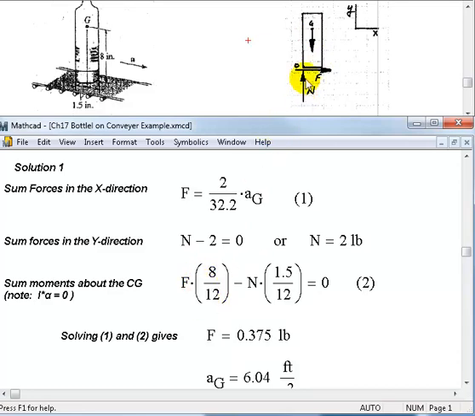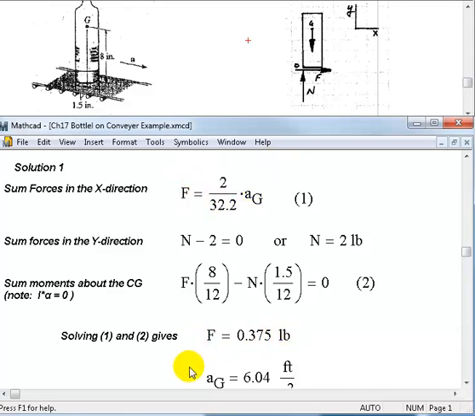Then the normal will produce a moment in the opposite direction, a negative direction. It's the normal force times that distance of 1.5 inch radius, again divided by 12 to convert to feet. So the two moment terms equal 0 because the bottle doesn't rotate. And this is one equation, one unknown, and we can solve for the friction force, 0.375 pounds.